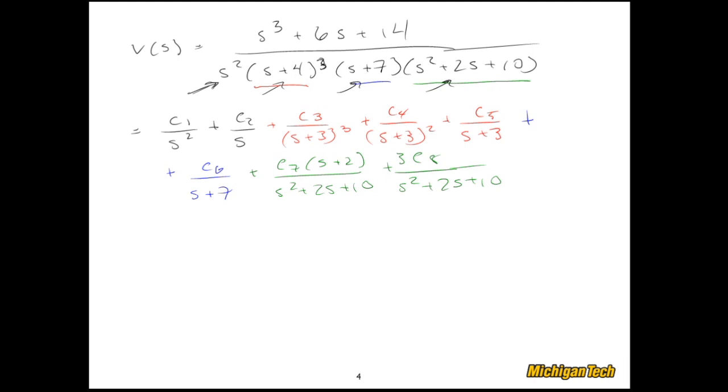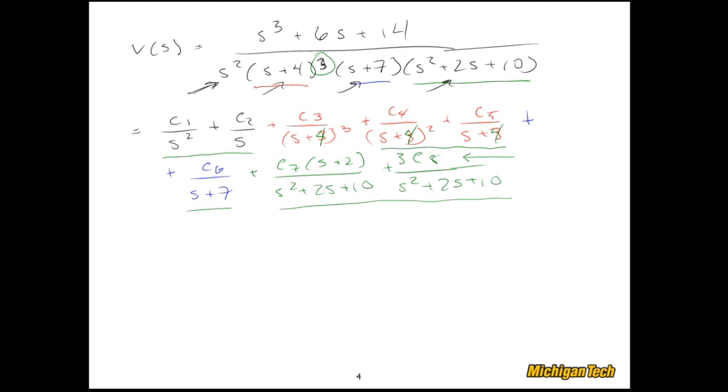Now, breaking up the real roots is fairly straightforward. Hopefully you saw the pattern. Because this one had multiplicity 2, it broke up into two pieces. Because the s plus 3 had, or I guess I should have made that s plus 4, since the s plus 4 had multiplicity 3, that broke up into three pieces. Our s plus 7 was simple, so we had 1. And our complex roots broke up into 2 with some rather strange looking things in the numerator, an s plus 2 and a 3.